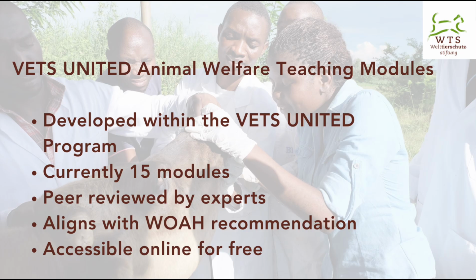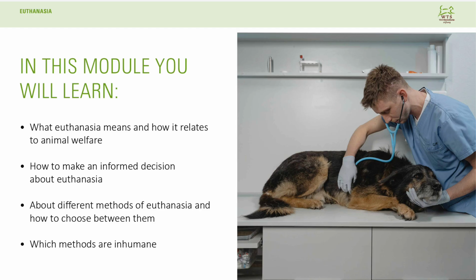The Vets United Animal Welfare Teaching Modules were developed as a key component of the Vets United program. Currently consisting of 15 modules, the curriculum has been peer-reviewed by experts to ensure high academic standards. The content aligns with the recommendations of the World Organization for Animal Health, WOAH, and is accessible online to the public free of charge. In this module, you will learn what euthanasia means and how it relates to animal welfare.